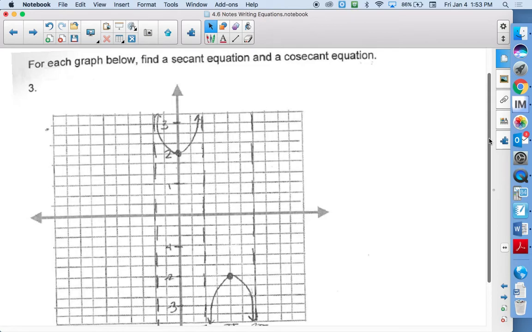So if your graph isn't an increasing curve, going all the way up, or a decreasing curve, going all the way down, then it can't be tangent or cotangent. But if it has parabolic looking shapes, these aren't true parabolas because they're bounded, but they kind of look like parabolas, that will tell us that we're dealing with secant or cosecant.